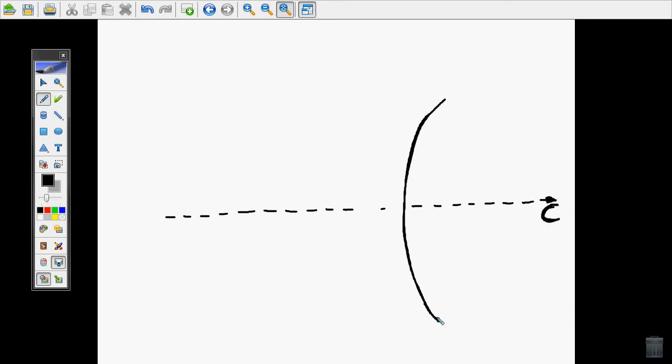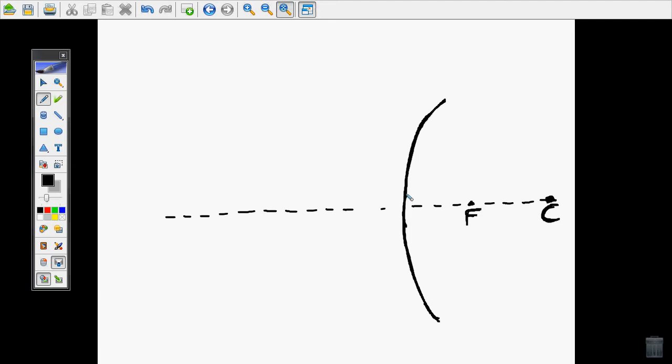Since the mirror is curved the other way, the center of curvature, the center of the circle that would be made, is on the other side. And just like before, the focal point is right between the center of curvature and the mirror on the principal axis. But it's different this time because it's a virtual focal point.